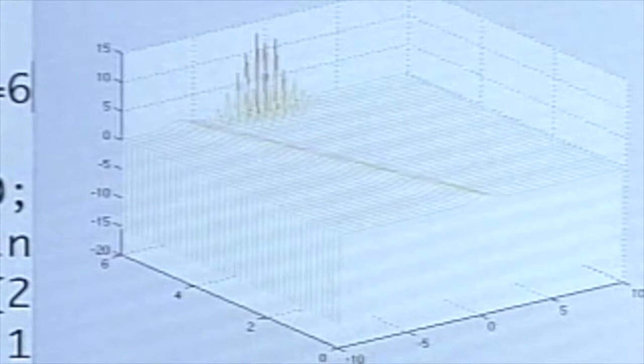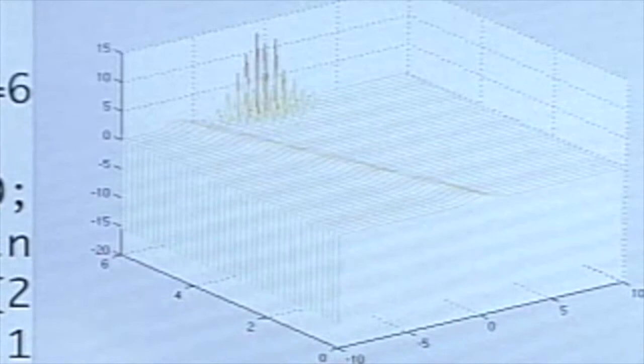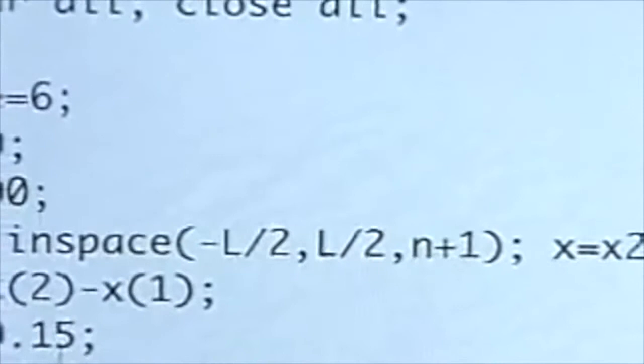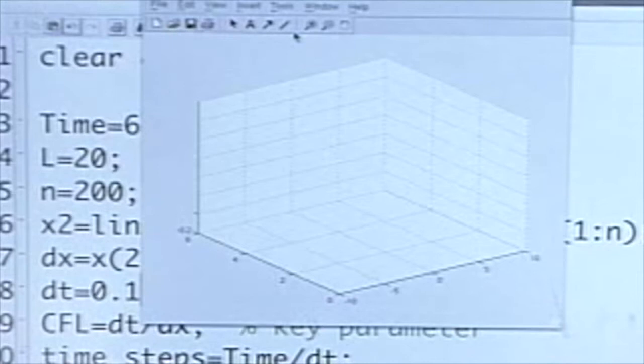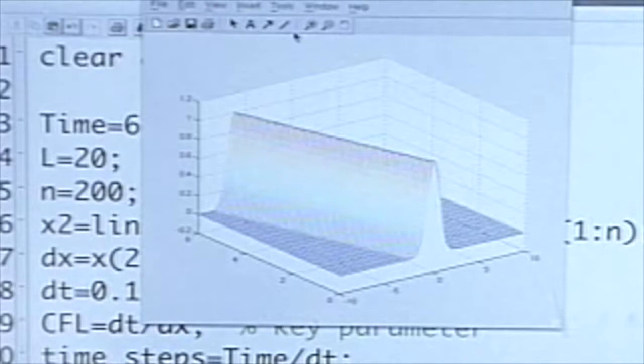If you had a code, you want to say, is this a real phenomena? If I change my DT a little bit, it changed significantly when this thing actually occurred. So you know that somehow something's not converging. Whereas once you get it below the correct CFL number, once you get it to 1, you run it to 6. There you go. You say, well, is that really right?